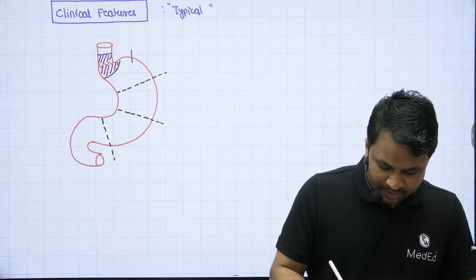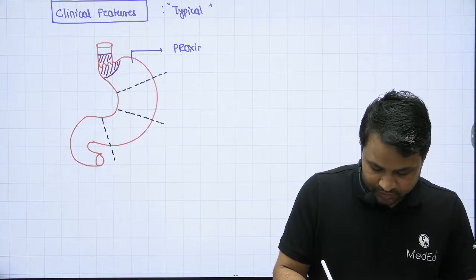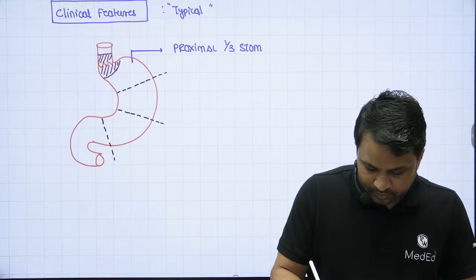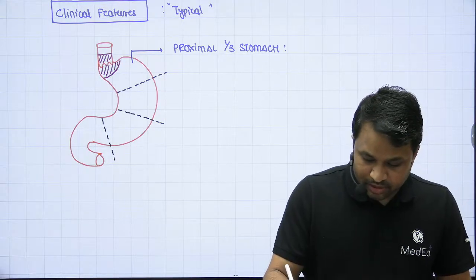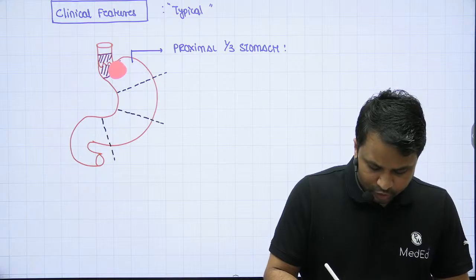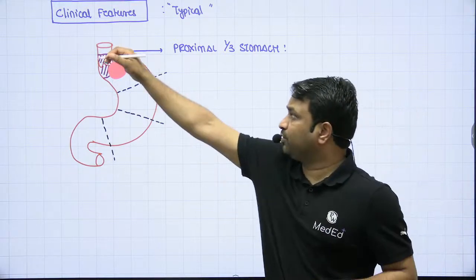If it is present in the proximal third of the stomach, it is a very logical thing. Imagine there's a tumor that is growing across here. If the tumor is growing here, obviously it is obstructing the lumen, and if it is obstructing the lumen, the food cannot go inside.